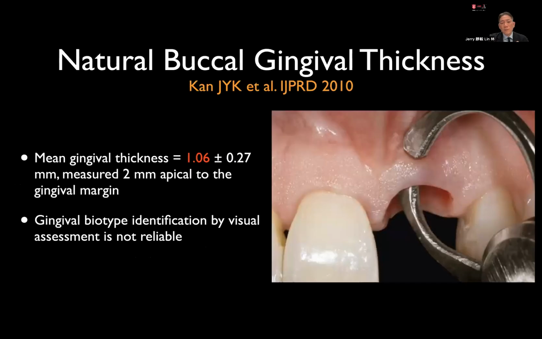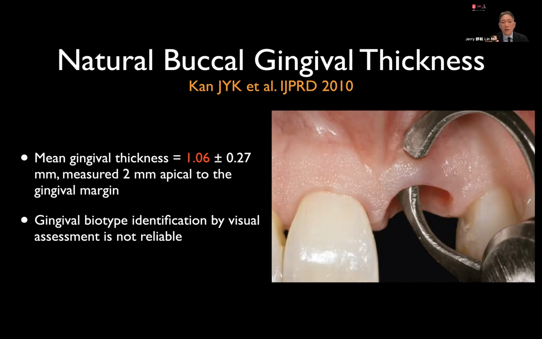What about the soft tissue volume? The soft tissue volume is another issue. In general, Dr. Joseph Kan, in 2010, published an article that measured the mean gingival thickness at the implant site. It's about 1.6 millimeters on average, measured about 2 millimeters apical to the gingival margin. That dimension is relatively thin, because we always say that we want good thickness of the soft tissue for implant aesthetics.